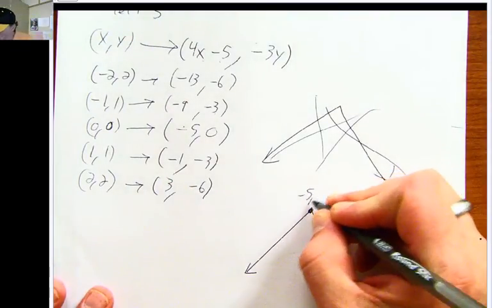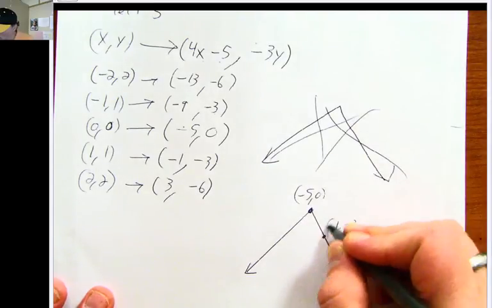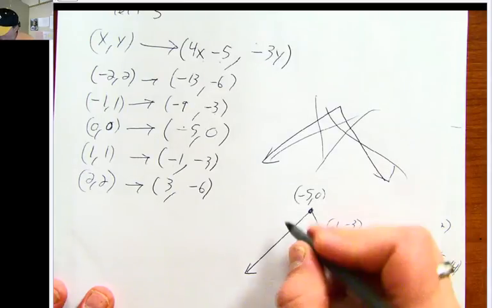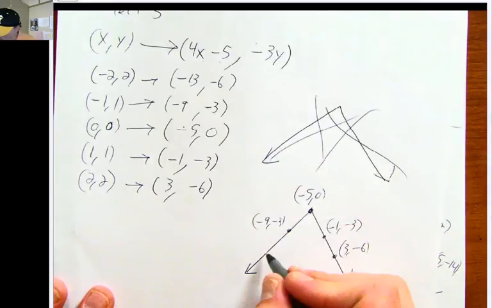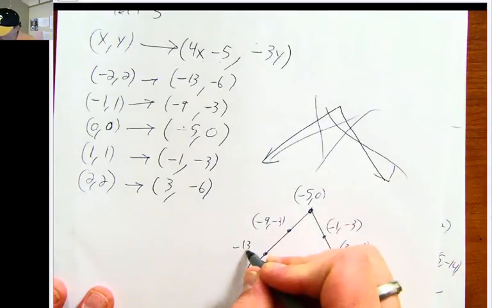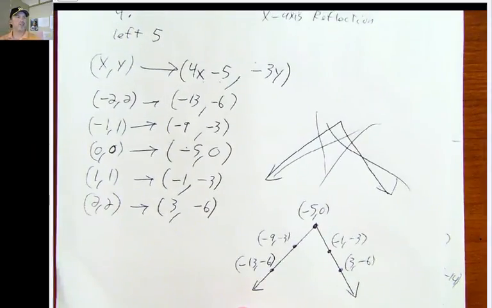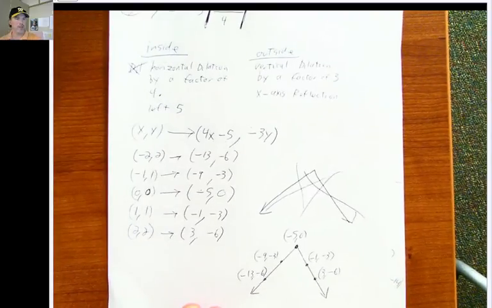And now we have a point at (-5, 0), a point at (-1, -3), another point at (3, -6), and then on the other side, (-9, -3), and lastly, (-13, -6). Okay, and that is writing or drawing graphs of our parent functions.